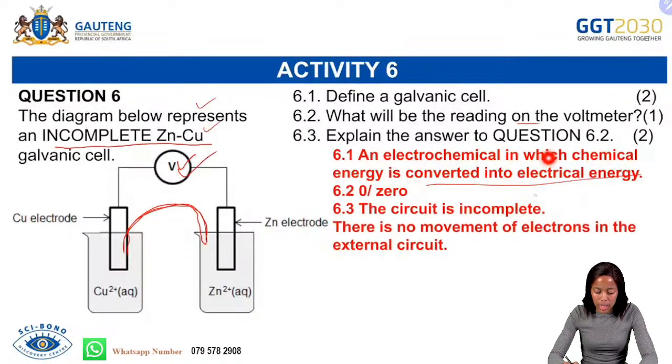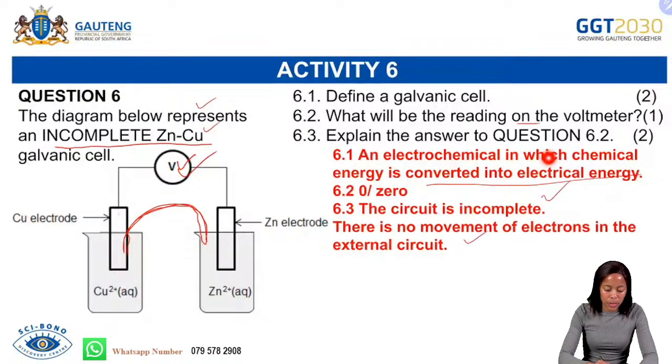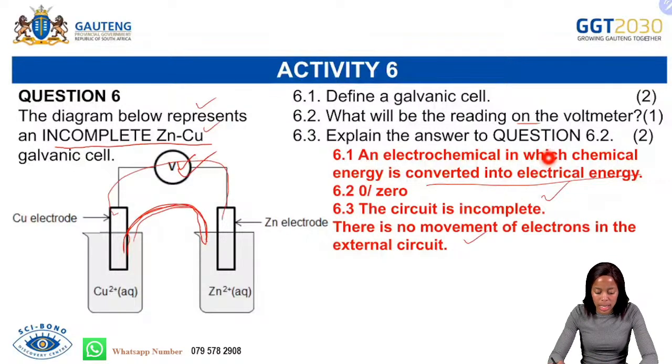Remember, we said the salt bridge is completing the cell. So the circuit is incomplete. And then there is no movement of electrons. If the cell is incomplete, therefore the reading should be 0 on the voltmeter there.